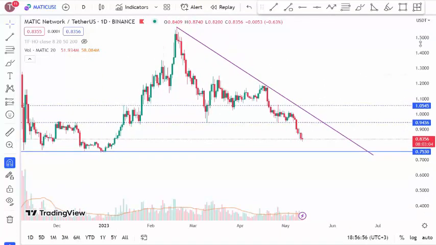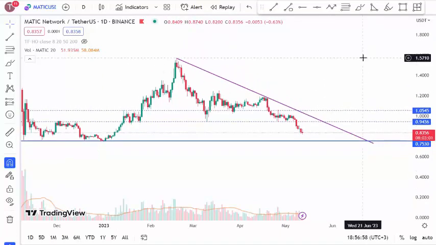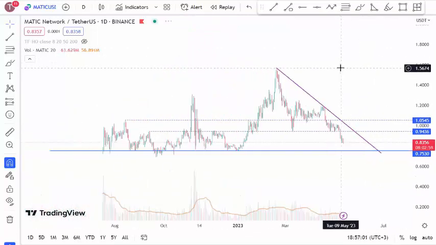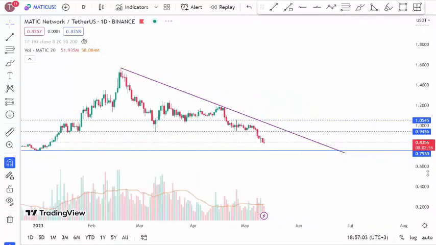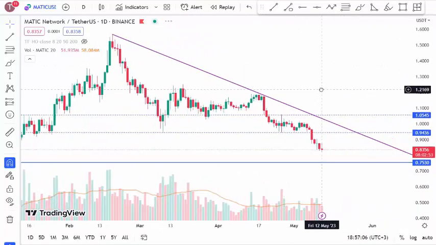We shared our simple comments with you here. We shared our support and resistance zones. Of course, it will be more accurate for you to make buy and sell decisions. In this video, we shared the technical analysis of Polygon coin or Matic coin.